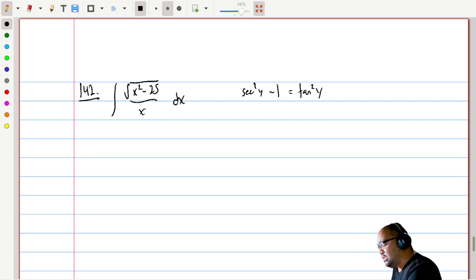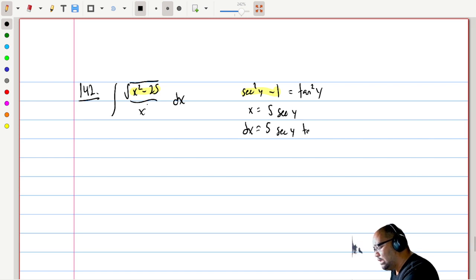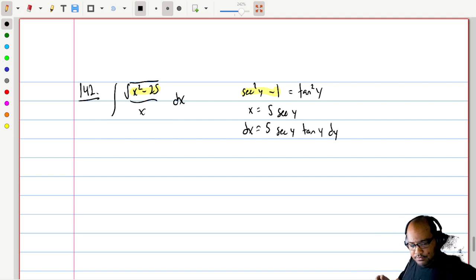So what I'm going to do is, and again, notice that this is supposed to be the same as this, I'm going to set x equal to 5 times secant y. So dx is 5 secant y tangent y dy.